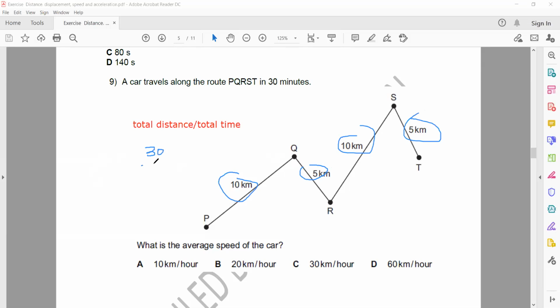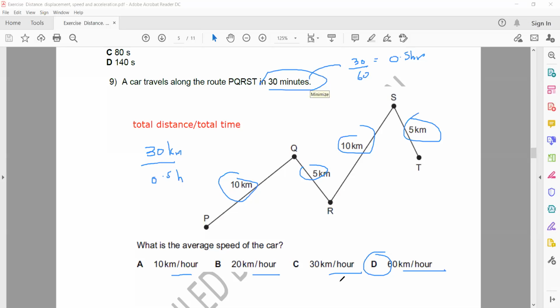What is the total time interval? 30 minutes are there, but all the answers are in kilometer per hour, so you have to convert time into hours. Convert minutes into hours: 30 divided by 60, which is equal to 0.5 hour. So this will be 30 kilometers divided by 0.5 hours. So 30 divided by 0.5 is equal to 60 kilometer per hour.